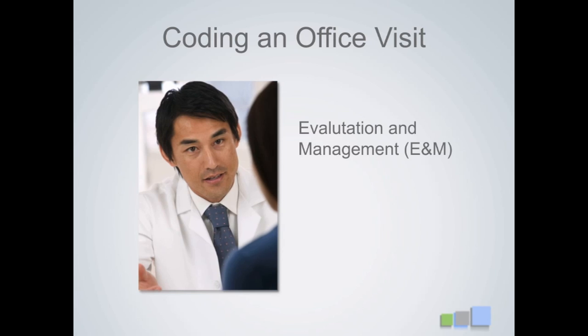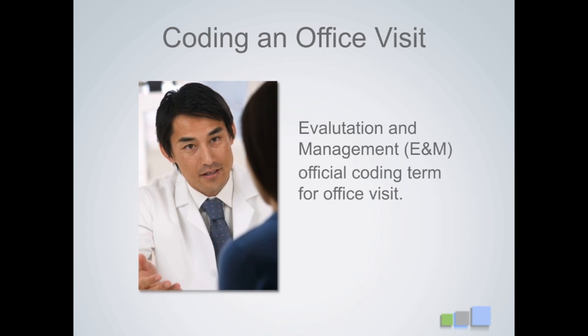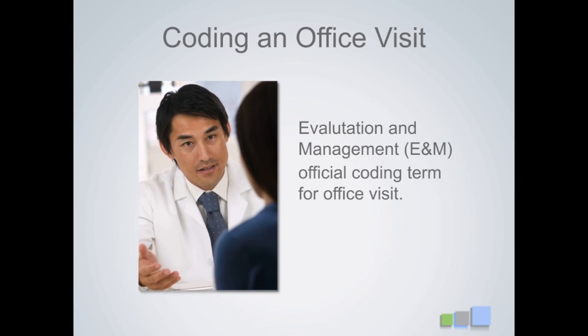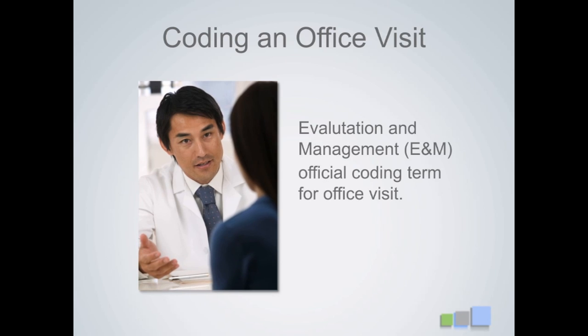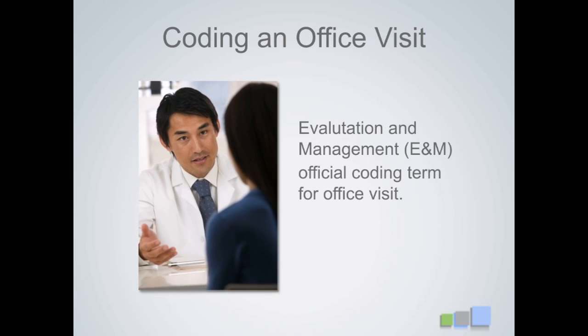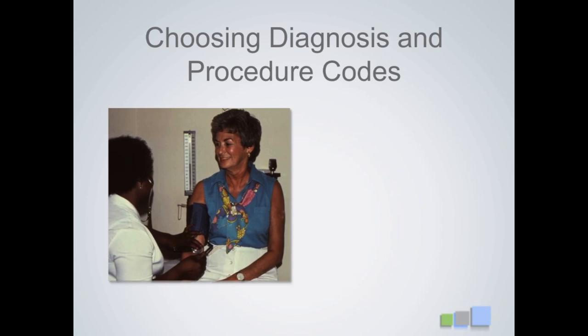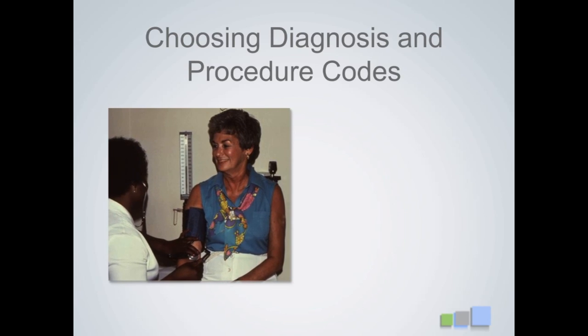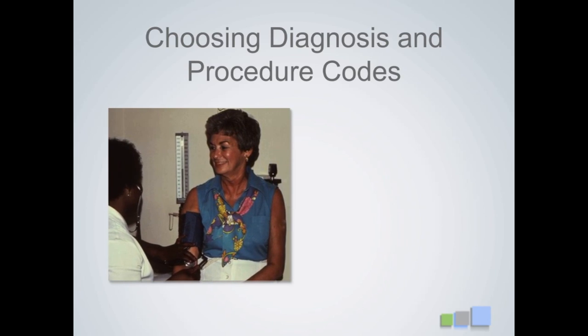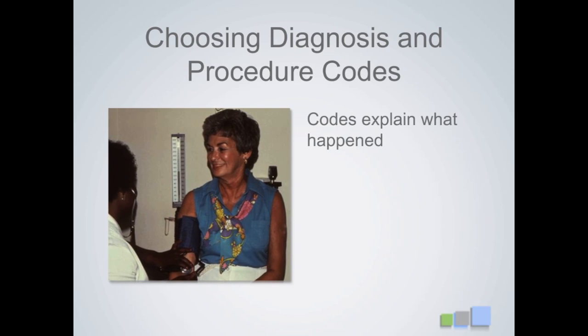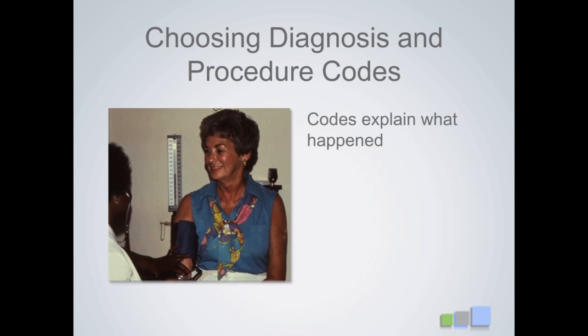Evaluation and Management, or E&M, is the term you'll use to select an office visit code. We'll refer to E and M during this lesson. Every service has been translated into a medical code. This allows you to give the insurance company who pays for a service the basic information about what happened during a patient's clinic visit, or E&M.